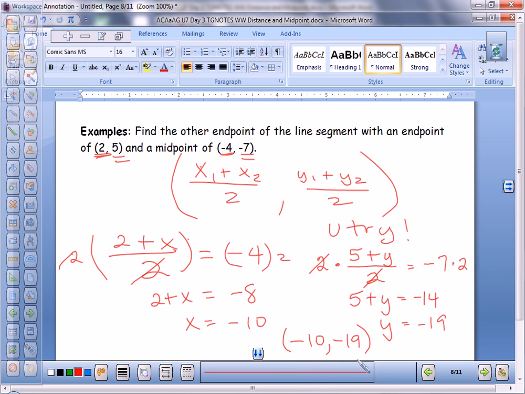I've been finding midpoints for 30 years, so sometimes I don't go slow enough.